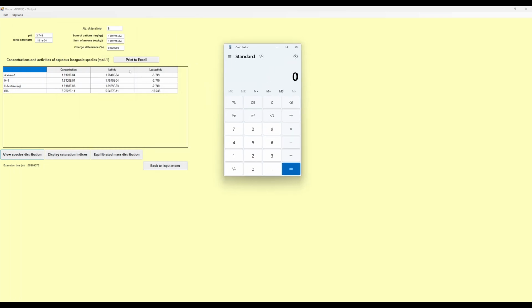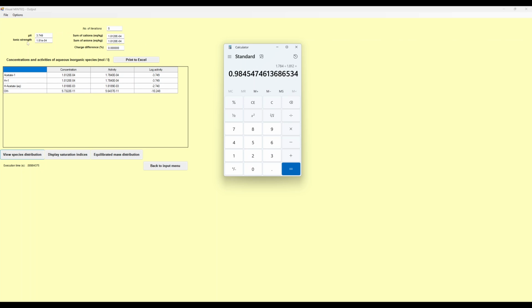Activity coefficient of, let's say, acetate. So that's both of them 10 to the minus 4, so we just ignore that. So this would be 1.784 divided by 1.8120. So the activity coefficient is 0.98.